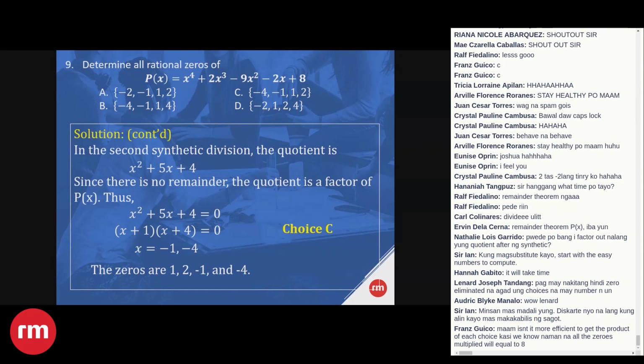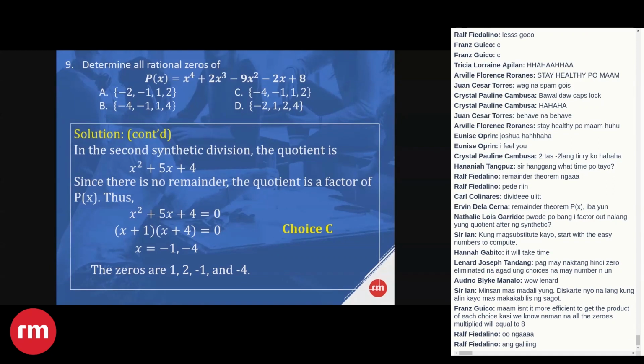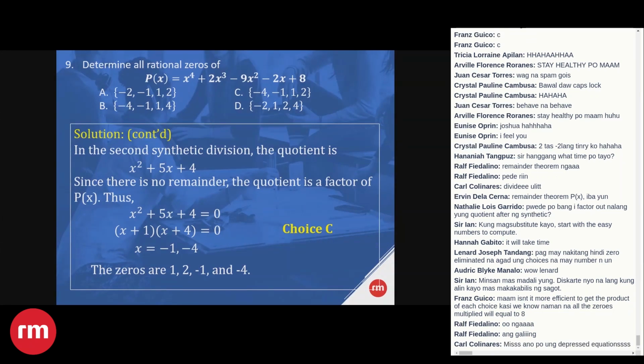Okay, yeah, if you are more comfortable with using the remainder theorem, that's okay. But for some, mas madali sa kanila yung synthetic division. Okay, so that's one way. You can use remainder theorem. Is it more efficient if we get the product of each of the choices? We know naman na all zeros multiplied will be equal to 8.